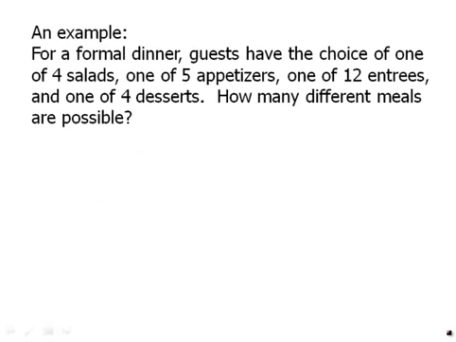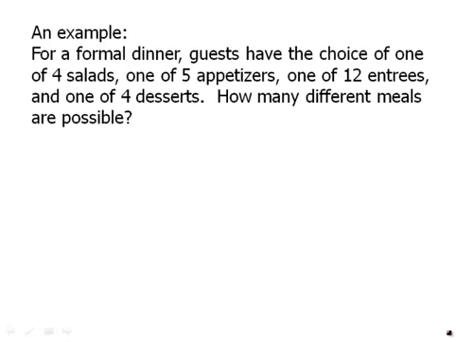So, for a formal dinner, guests have the choice of 1 of 4 salads, 1 of 5 appetizers, 1 of 12 entrees, and 1 of 4 desserts. And so the whole idea is that at any particular dinner, you'll get a salad, an appetizer, an entree, and dessert. So of the meals like that, how many different possible meals are there?